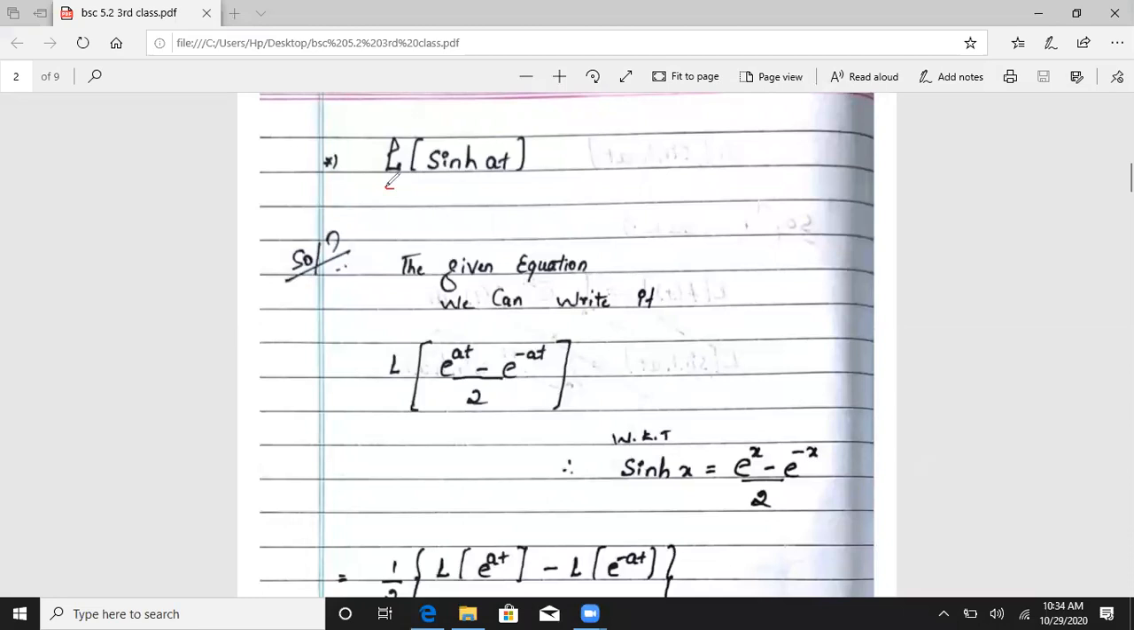Now this is the main function: the Laplace transformation of sine hyperbolic of at. We have to solve the Laplace transformation of the given function sinh at.